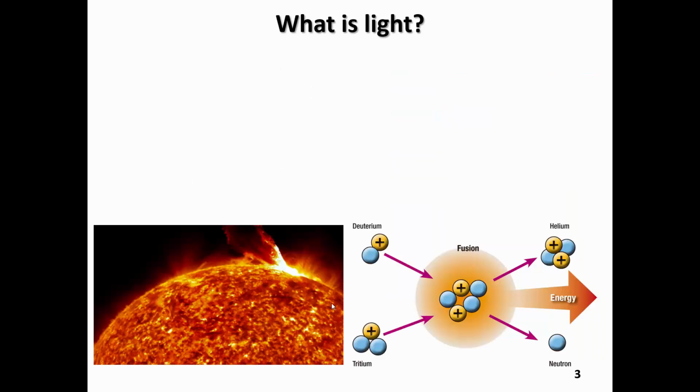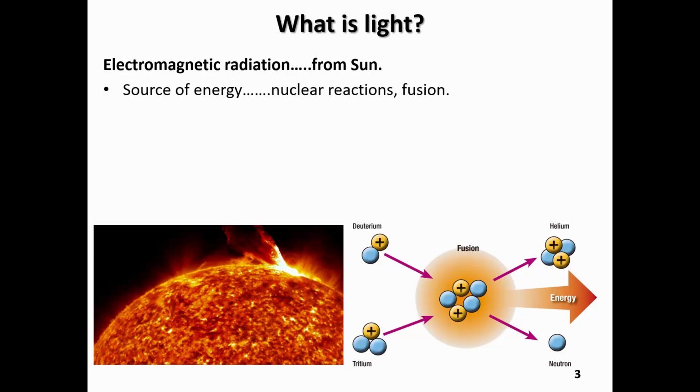Now, we ask the question, what is light? Light is specifically electromagnetic radiation coming from the sun. Now, we also have artificial sources of light with lamps and light bulbs and flashlights and things like that. But specifically, when we talk about natural light, this is the energy coming from the sun, and that energy is in the form of nuclear reactions driven by fusion.